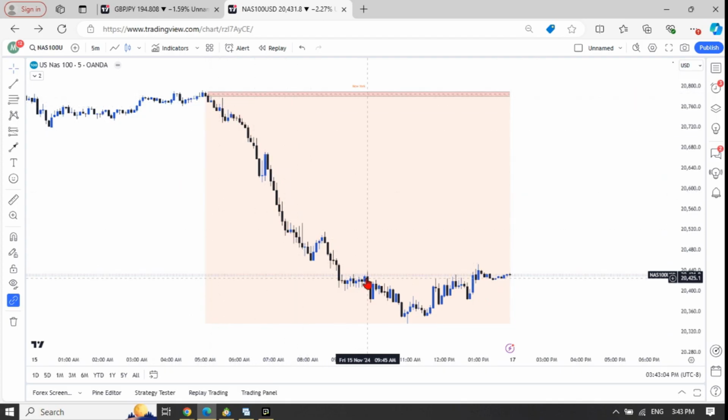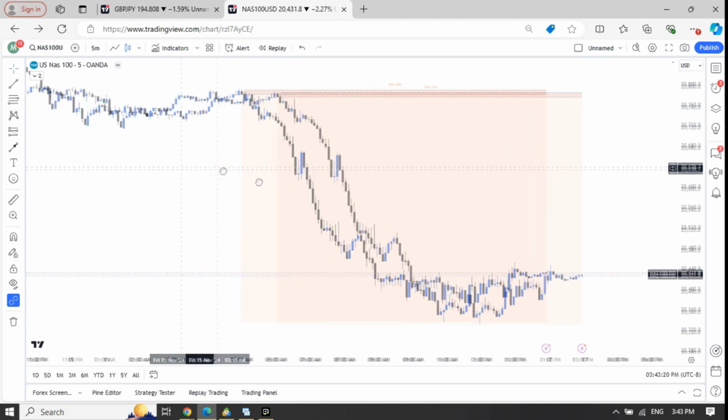Nasdaq just plummeted. It was basically just the full waterfall. Some people got in and got out right about here. This was Asia low, somewhere around here, and price just continued dropping, continued dropping. If you had caught this setup today, it would have just been monstrous.